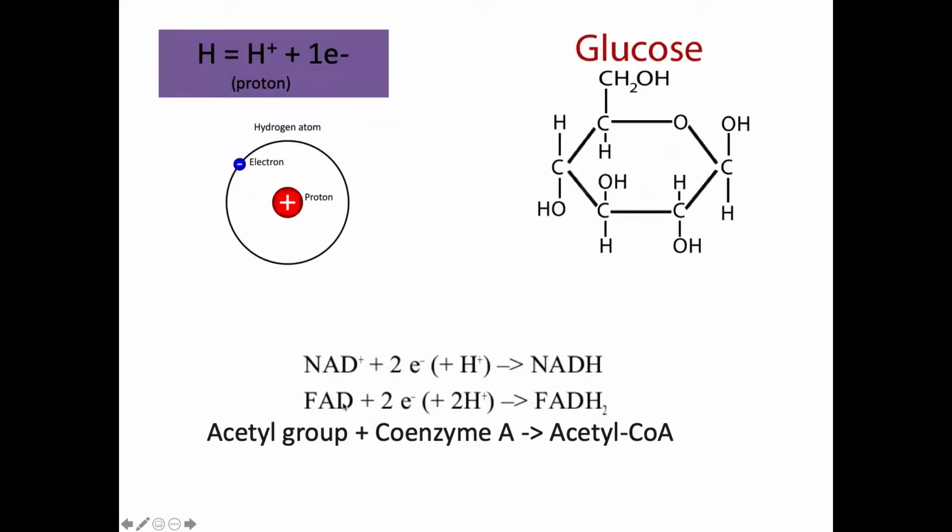Here we have FAD, and then it'll combine with 2 electrons and 2 hydrogen ions to become FADH2. So this coenzyme, this FADH2, will shuttle 2 electrons and 2 protons around from one place to another place. Here, your coenzyme A will combine with a 2-carbon group called an acetyl group to become acetyl coenzyme A. So what this coenzyme is doing is shuttling or bringing this acetyl group from one place to another place.